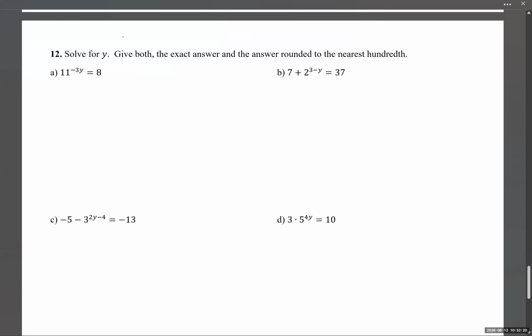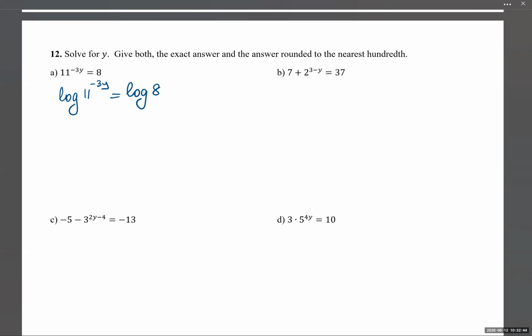And then a bunch of exponential equations. So let's go ahead and start with the first one. The first one, the exponential function, is already isolated on the left-hand side, so we can go ahead and take a log base 10 of both sides. So this is log of 11 to the negative 3y power equals log of 8.